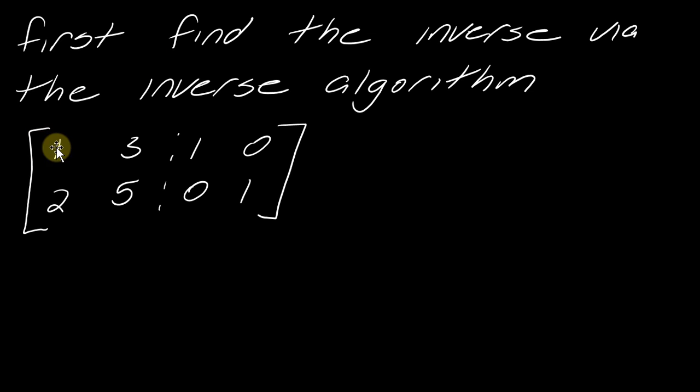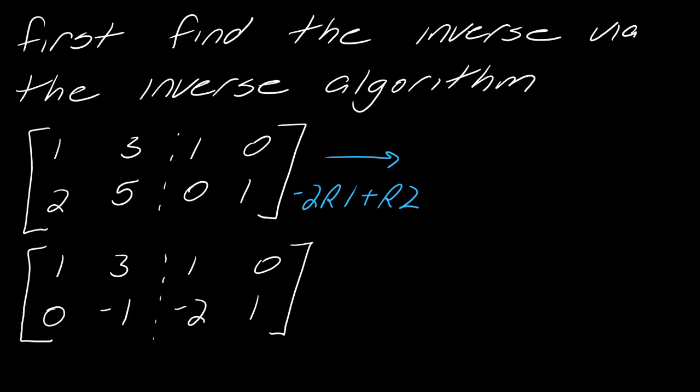In this case, I need to get this side to be 1, 0, 0, 1. So I'm basically going to use the same thing that you would do to get reduced row echelon form. I'm going to use that exact same process here. So I've got my 1. First things first, I'm going to take -2 times row 1 and add it here so that I get my 0 here.